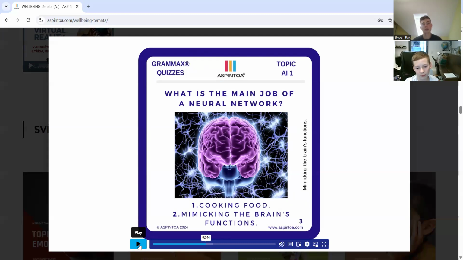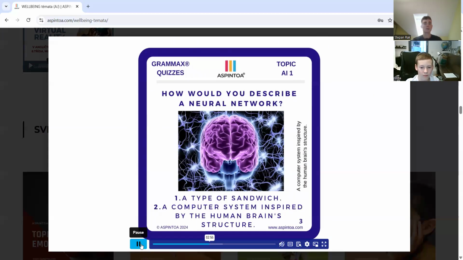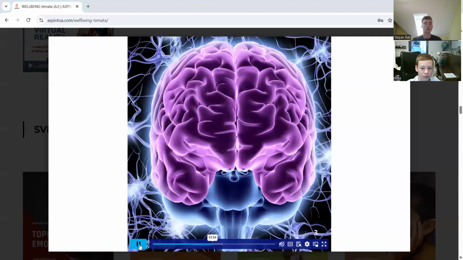And what is the main job of a neural network? Mimicking the brain's functions. Yeah, definitely. And how would you describe a neural network? A computer system inspired by the human brain's structure. So, what could you tell me about neural network? A neural network is like a human brain, or it's like a robot brain that can think and solve problems like a human.